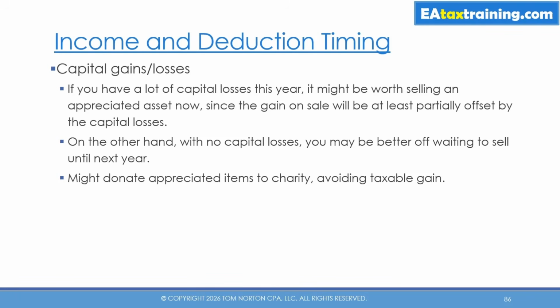On the other hand, if you do not have any capital losses to offset that gain, you might be better off waiting to sell it until next year. So if it's December and they're thinking about selling it, if they don't think there's much risk that the value of that is going to drop before January, they might be better off waiting just to sell it in January. That way they don't have to pay tax on it until the following year. Also, if they have appreciated assets, they might consider donating them to charity because remember, as we said, you get the deduction for the full fair market value, but you do not have to pay any tax on the gain that is built into that asset.